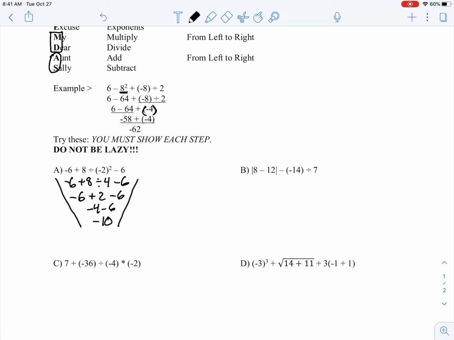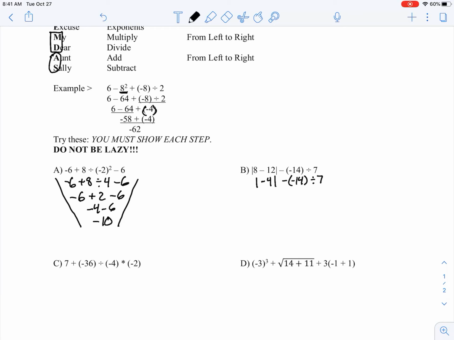All right. So we see some grouping symbols here. We have absolute value bars. So first we are going to figure out what's inside of there. 8 minus 12 is negative 4. Then minus a negative 14 divided by 7. Alrighty, whoops, that should have been a closing absolute value bar and not a parenthesis, my mistake.